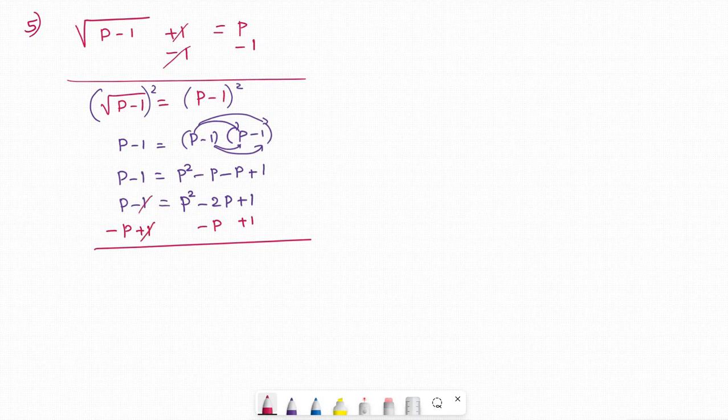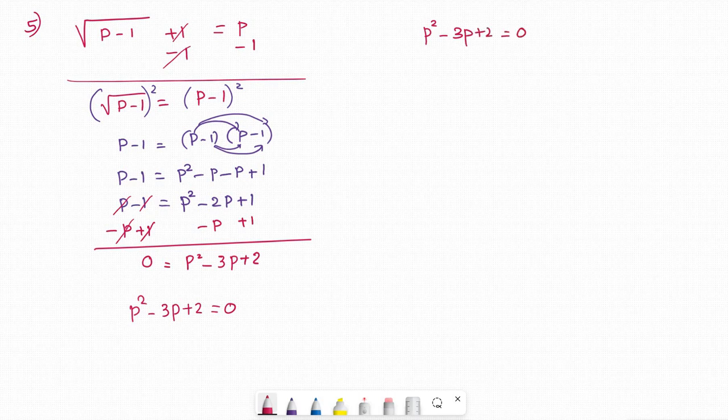So negative 1 and positive 1 cancel out, negative p and positive p cancel out, all the terms on the left side cancel out, giving back 0. So here it is p squared, negative 2p, negative p is negative 3p, plus 2. 1 plus 1 is 2. So we have p squared minus 3p plus 2 equal to 0. And what is it? It is a quadratic, right? So p squared minus 3p plus 2 equal to 0.